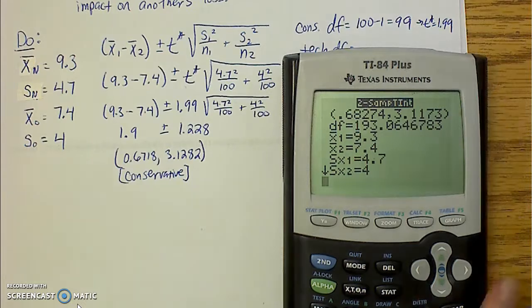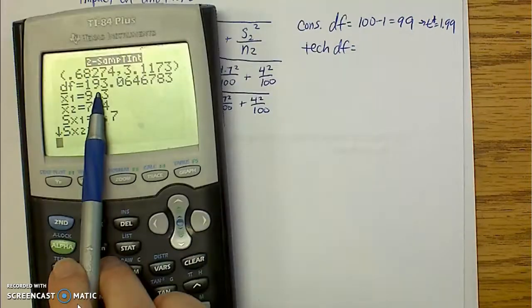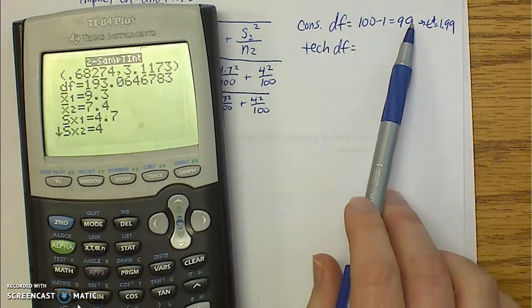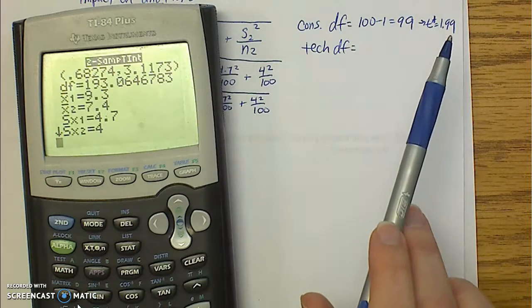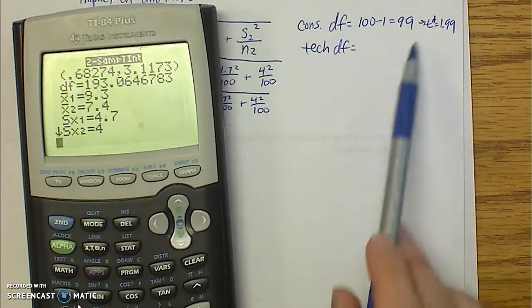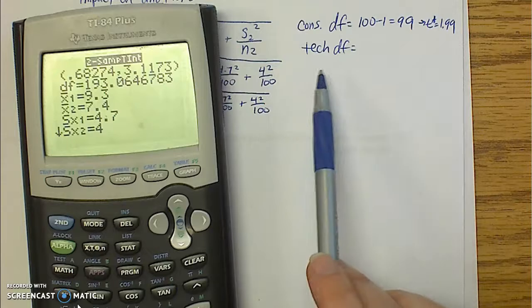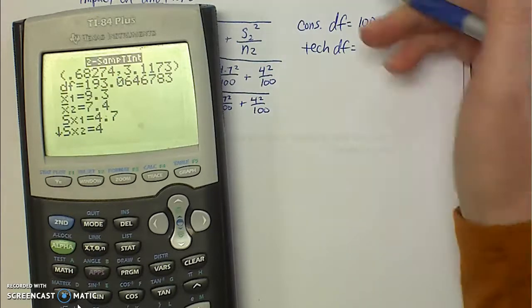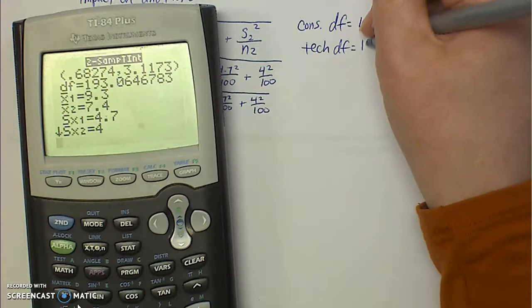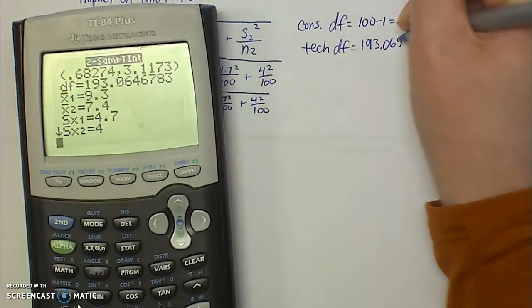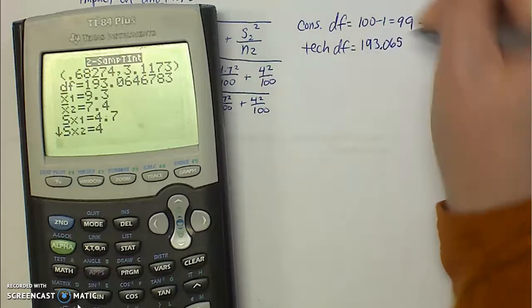So, notice how it gives me my degrees of freedom. So, 193.06, and so on. Much different than 99, right? This is why my table is much more conservative, right? It's a lot lower. The lower you go, the wider it's going to be. So my degrees of freedom, 193.065. It's good to go to like 3 decimal places here if you can. You don't want to round that sucker.